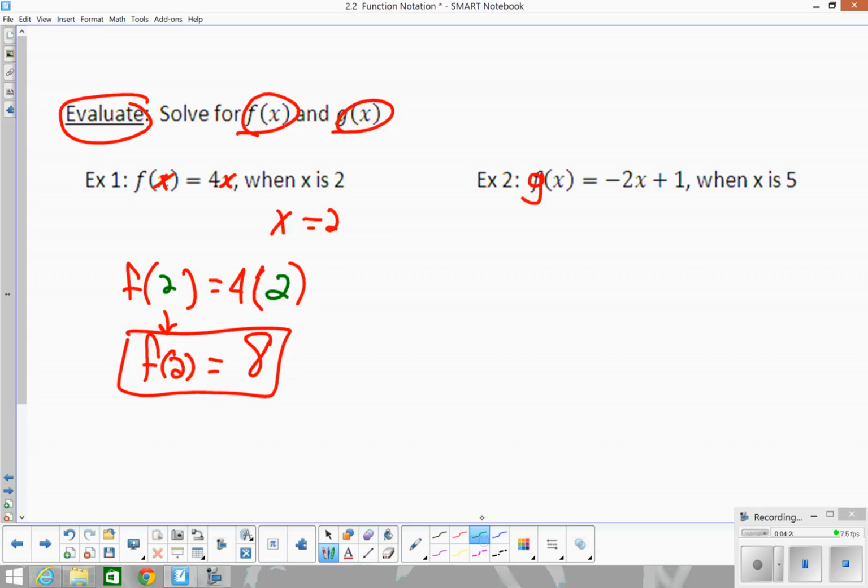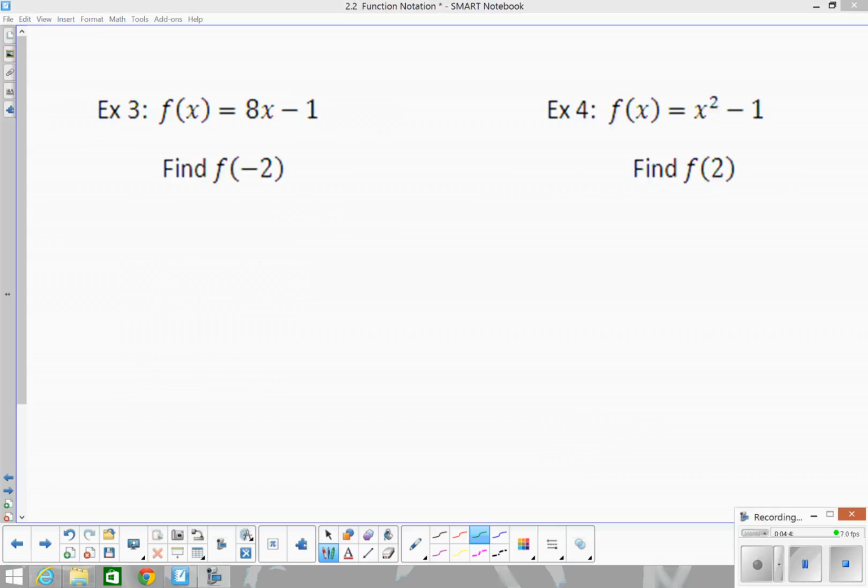My next problem is going to be a money problem, but now I'm dealing with g of x, so my final answer is going to have g of something equals whatever my value is. Good luck.